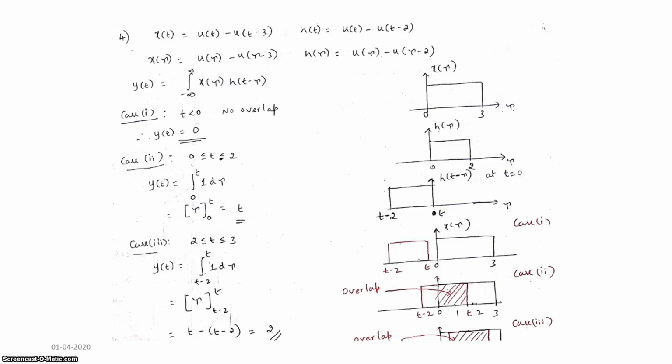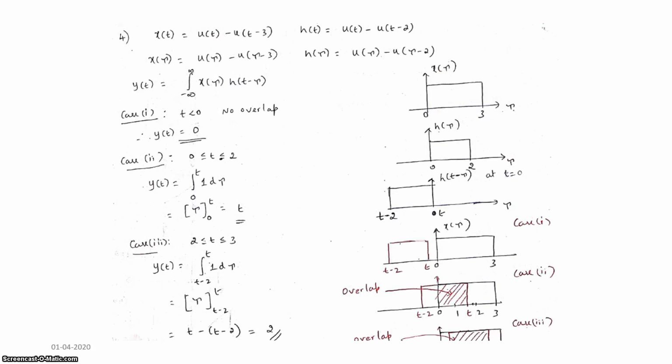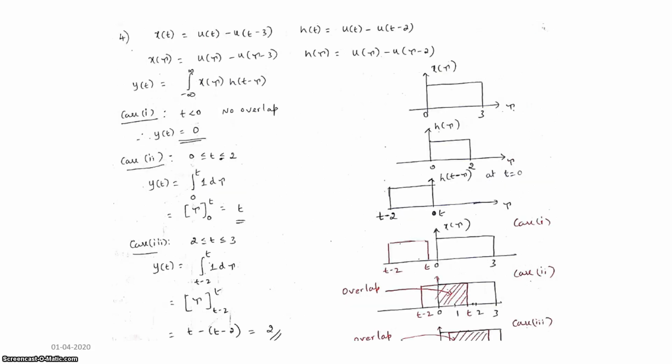The third condition: I place t in between 2 and 3. I'll just move the signal to the right and I'll place t in between 2 and 3. That is t is greater than or equal to 2, at the same time t is less than or equal to 3. Now there is an overlap between the two signals, that is t minus 2 to t. It's called the complete overlap. Apply that overlap region in the integration limit. So t minus 2 to t, integration of 1 into d tau. So I'll get the answer as 2.